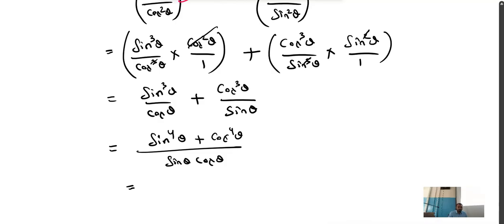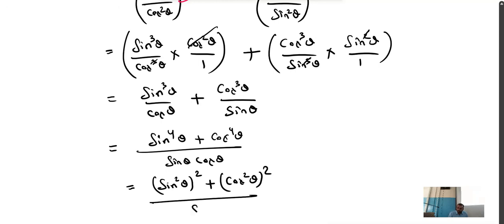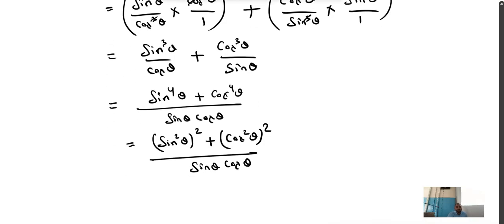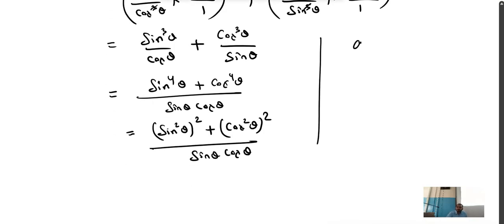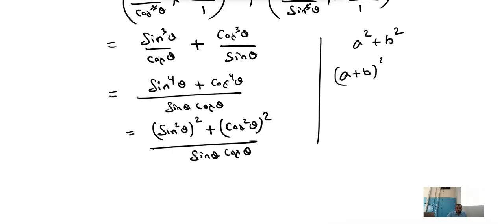Any doubts? Now see, beta, sin power 4 is our old method. Sin power 4 theta can be written as sin square theta whole square, plus cos square theta whole square, divided by sin theta into cos theta. Beta, now in which form is this? It's in the form of a square plus b square. Remember the identity a square plus b square. A square plus b square can be written as a plus b whole square minus 2ab.